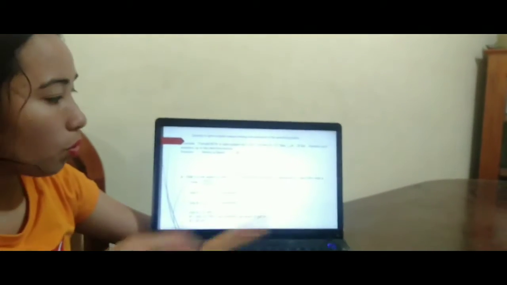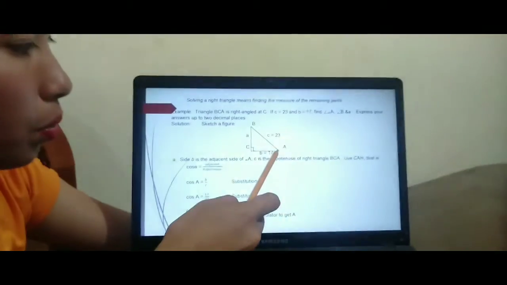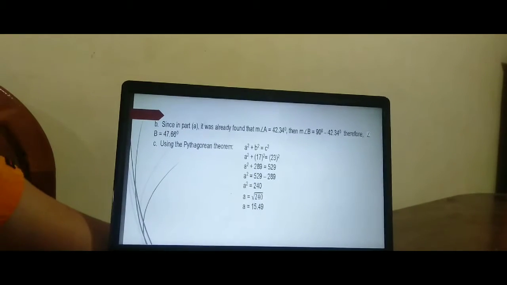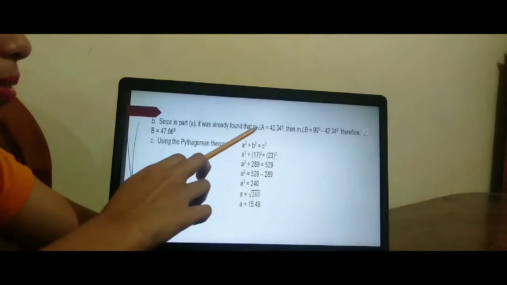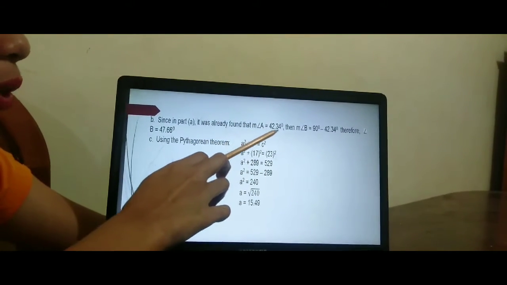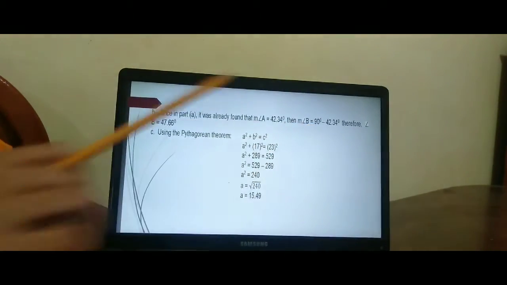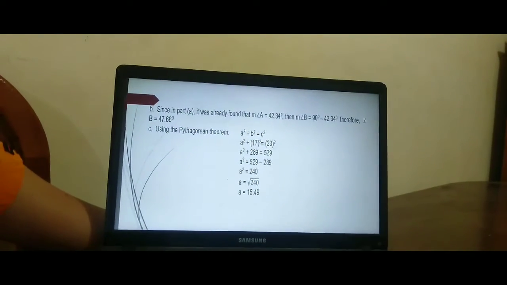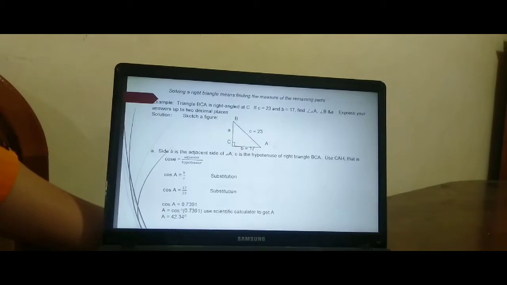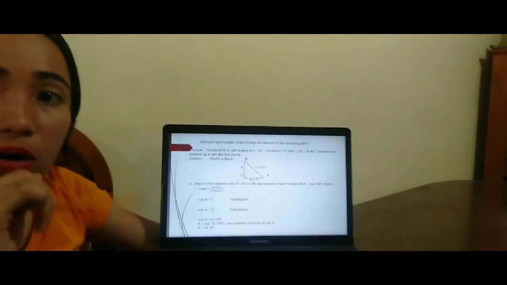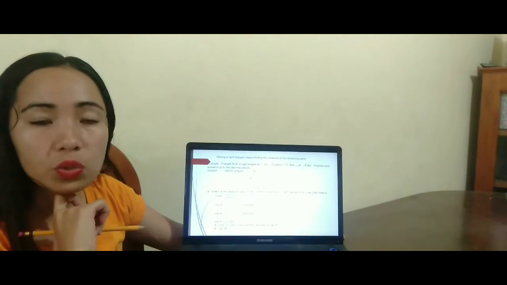So, no na. We already know the measure of angle A. Next is angle B. Since in part A, it was already found that the measure of angle A is 42.34, then the measure of angle B is equal to 90 degrees minus 42.34, because in a right triangle, the sum of the three angles should be equal to 180 degrees.